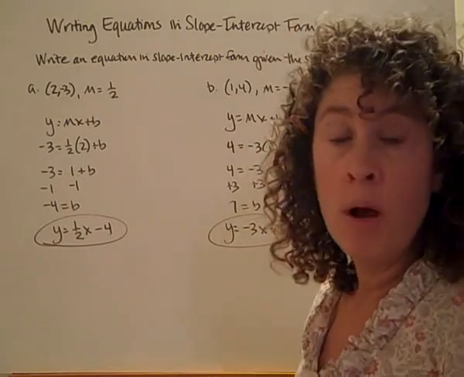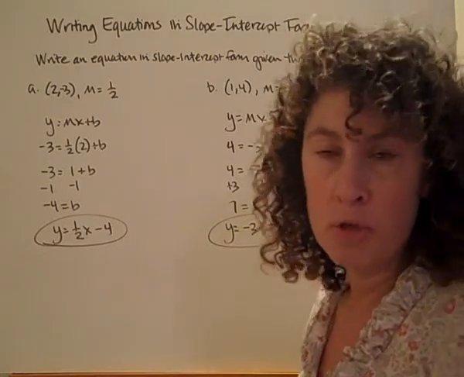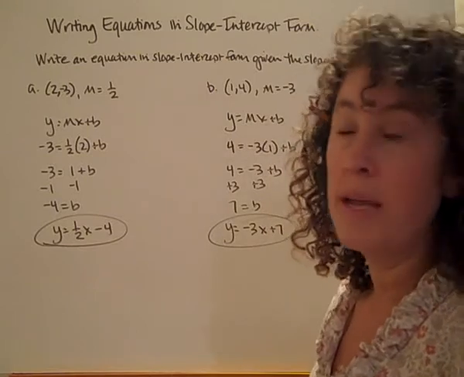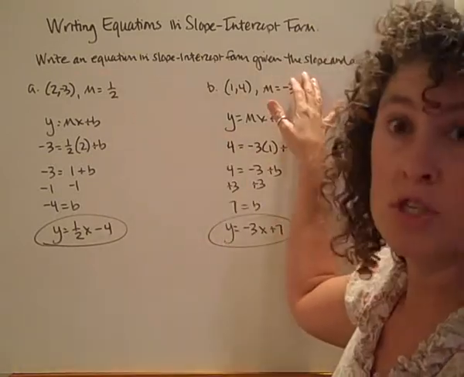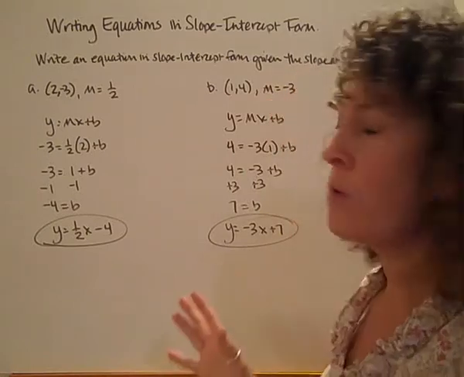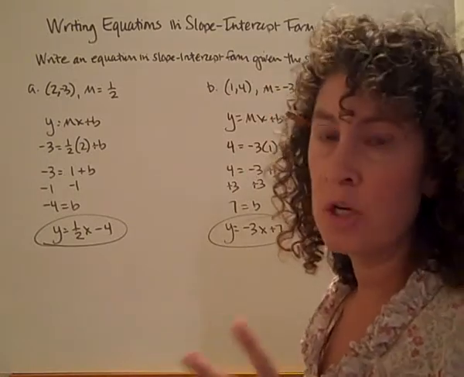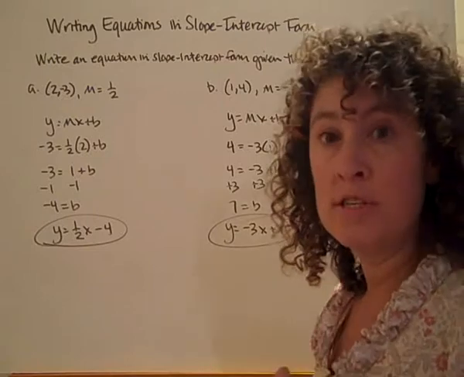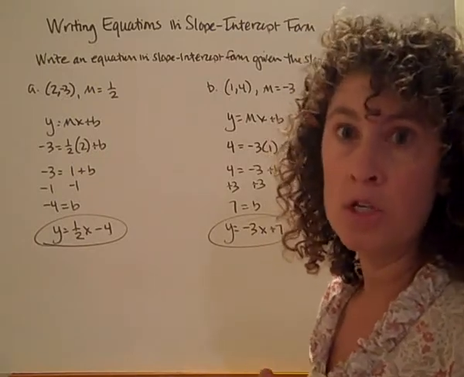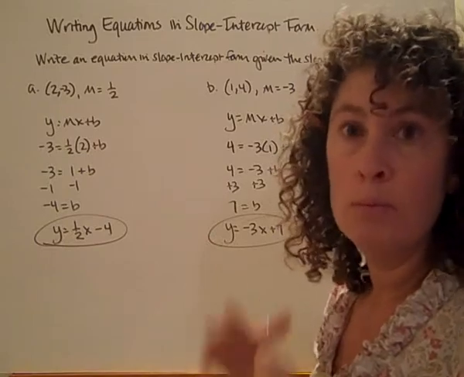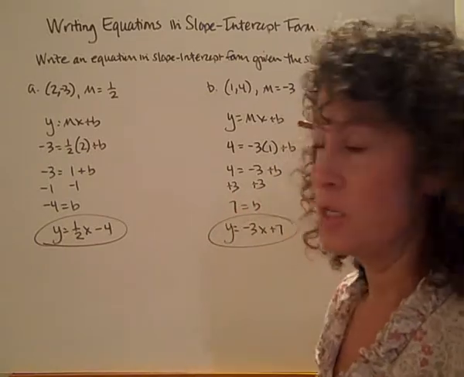Our slope-intercept form, y equals mx plus b. M is our slope, b is our y-intercept. So we're going to write an equation in slope-intercept form when we're given the slope and a point. In order to write an equation, we really need two pieces of information. We can have 2 points, we can have a slope and a point, but we need 2 pieces of information in order to create an equation. That applies to word problems or generic situations like this.